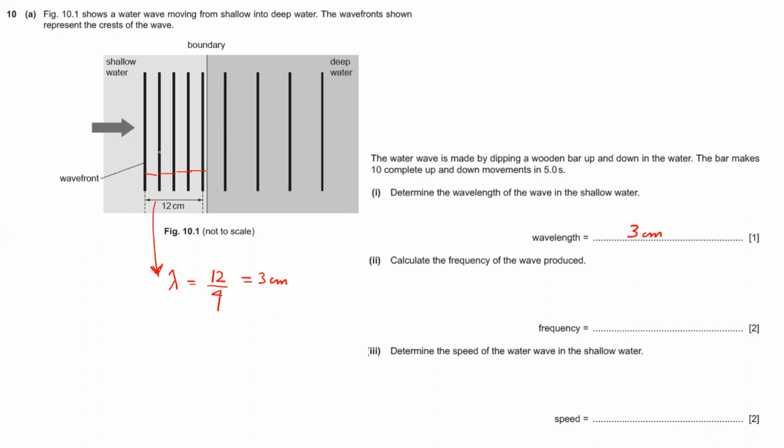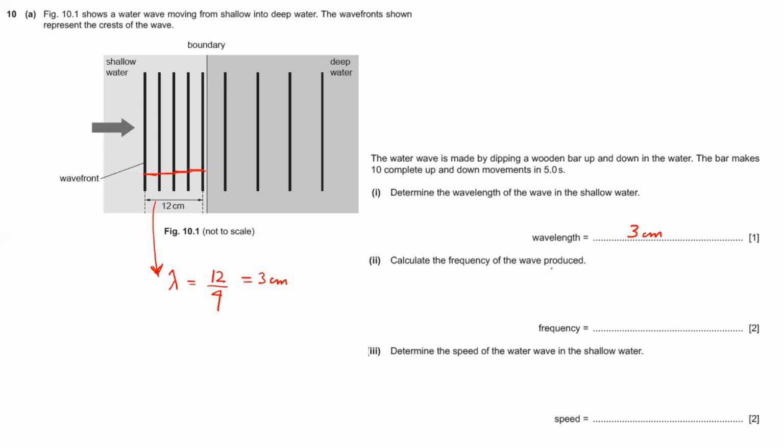Okay. So the wavelength, lambda, is the distance between two crests or two troughs. Here only the crests are shown, so the distance between two crests, crest 1, 2, 3, 4, 5, is our wavelength. So that's the easiest way.